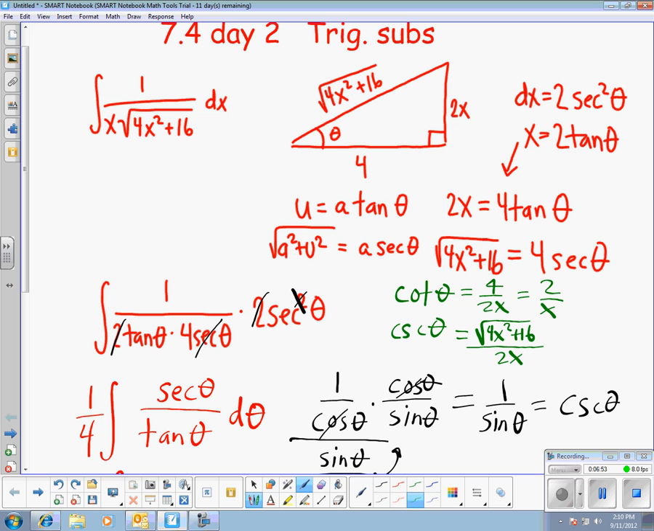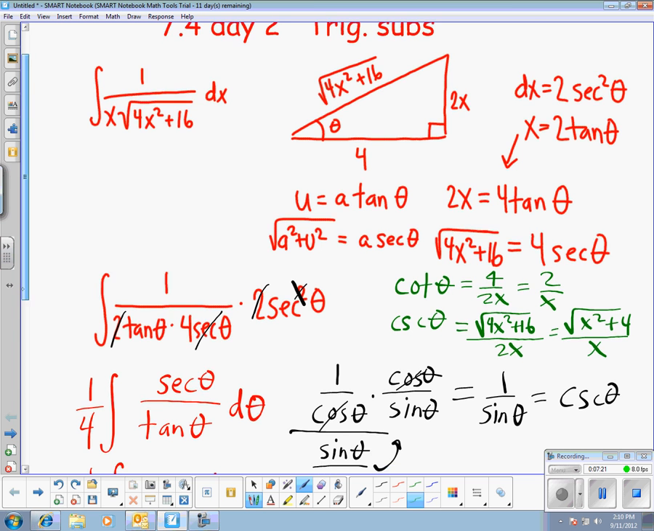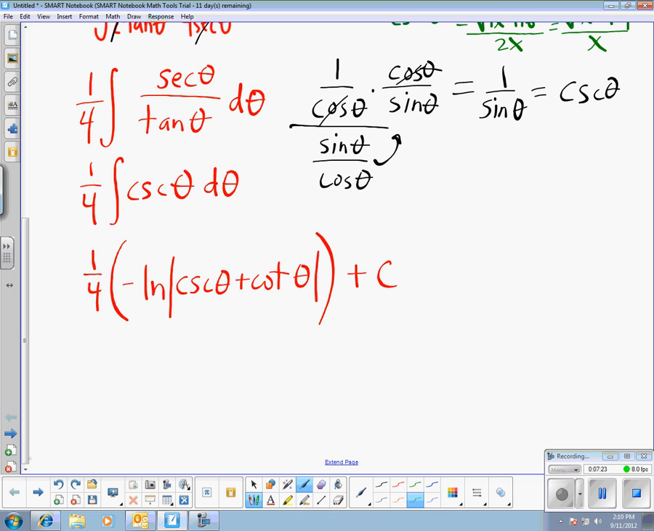If you factor out a 4 from the 4x squared and the 16, and then you pull that 4 outside of the square root and cancel it with a 2 on the bottom, the cosecant should simplify all the way down to this, the square root of x squared plus 4 over x. Okay, so those two items right there, cotangent being 2 over x, and cosecant being the square root of x squared plus 4 over x, get simply subbed in to my almost final answer.